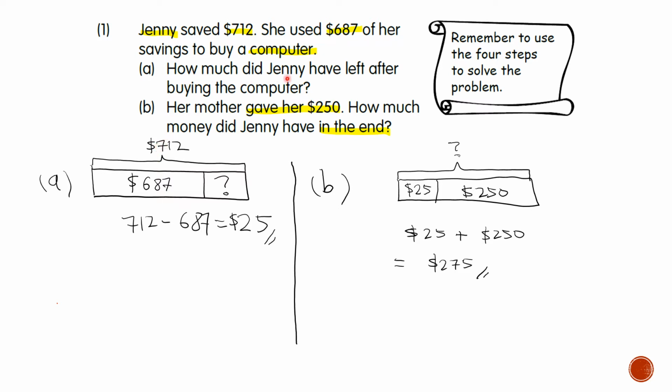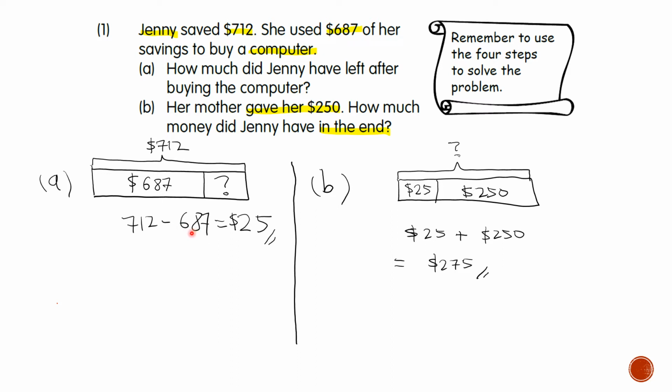How much did Jenny have left after buying a computer? So this is part A. We have checked already. This model is correct. Are the workings correct? 712 minus 687, you get $25. You have to actually check your workings here. Don't just take my word for it.